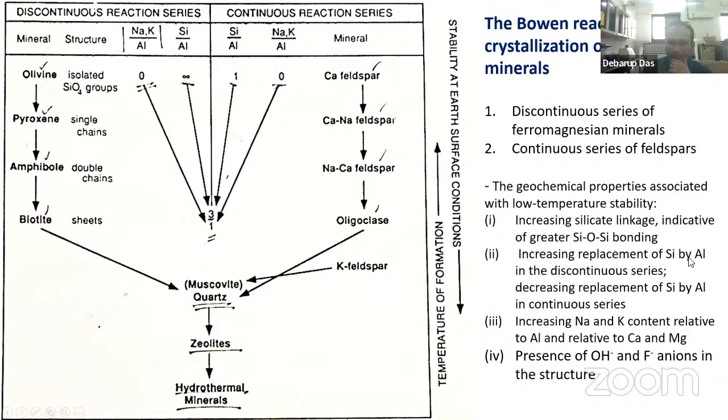Increasing replacement of silicon by aluminium in the discontinuous series, decreasing replacement of silicon by aluminium in the continuous series. Increasing sodium and potassium content related to aluminium and related to calcium admission, they are indicative of stability. The presence of OH minus ions in the structure is also indicative of more stability. The stability at earth surface conditions is increasing from up to down. Temperature of formation is increasing from down to up.